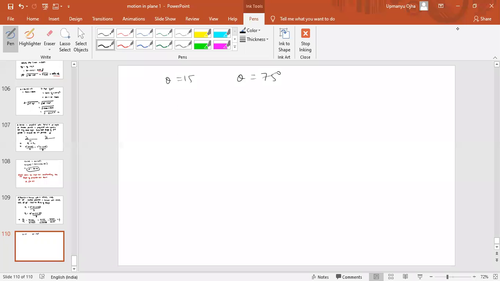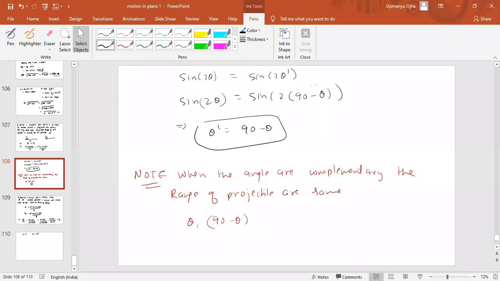Okay, fine. I hope you are getting all these things. U should be same in both cases. Yes, both should have the same initial velocity. Otherwise, that is not correct.